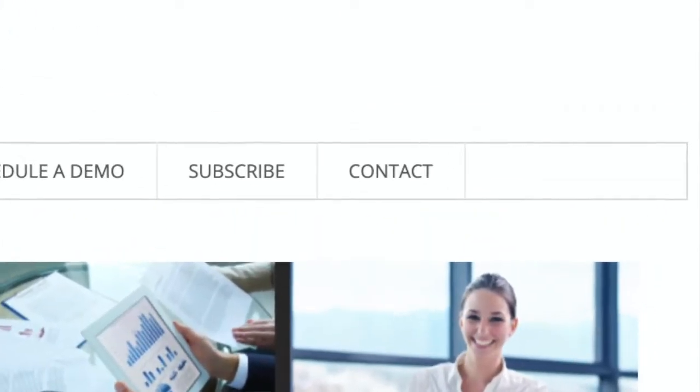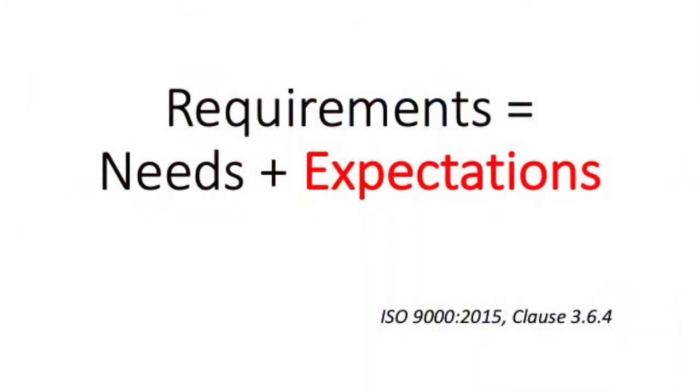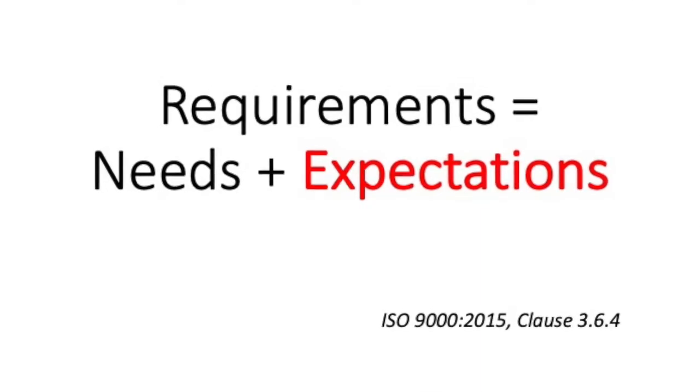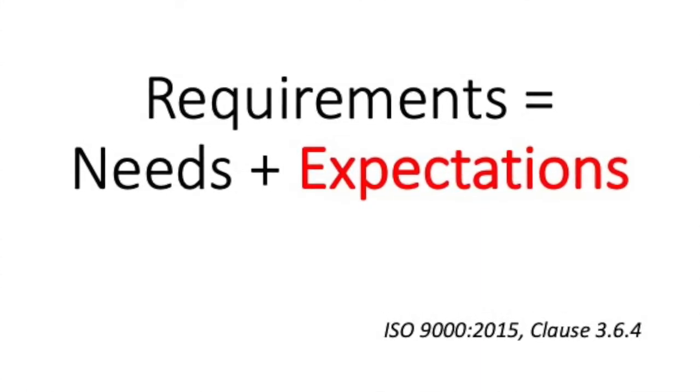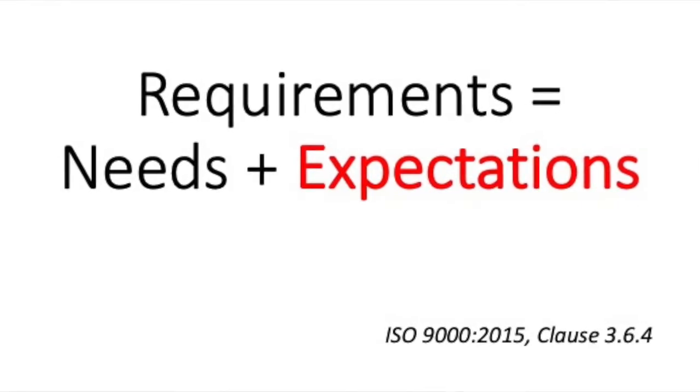ISO 9000 talks about customer requirements being the combination of needs and expectations. The needs are what you find in the contract, and expectations would be everything else. Response time when they phone, response time when they email, the sense of assurance they get from you, the empathy that you have demonstrated for them.